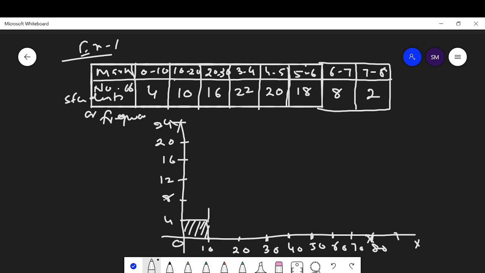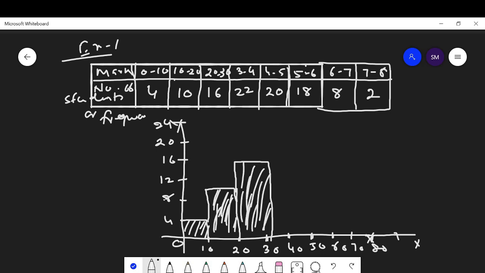Then you draw it like this. Then between 20 to 30, how many students? 16 students. Then this is like this. This is a histogram. You can find out the basic difference between a histogram and a bar graph. Don't get confused in the exam. Then between 30 to 40, 22 students, which is between 20 and 24. Then this is like this.